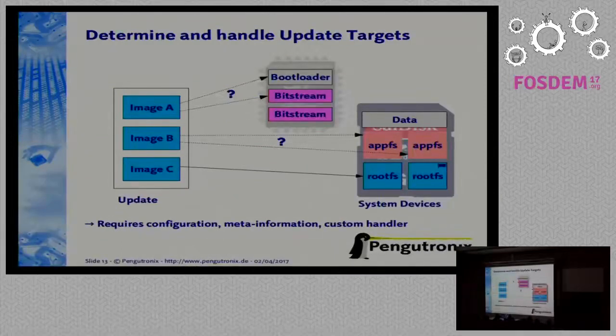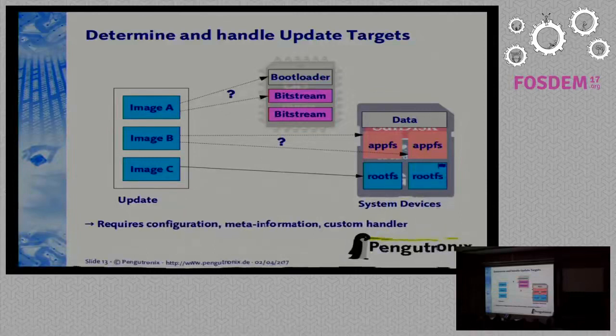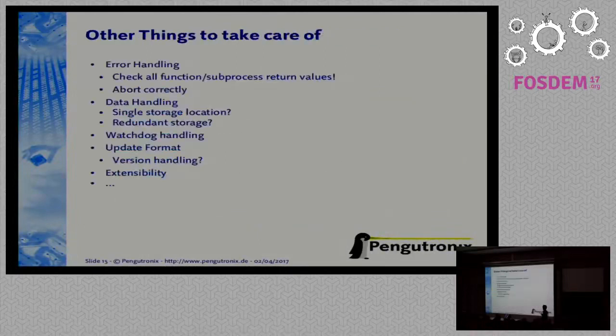And another task that your update system has to handle is that you have to find out where you update. So you have an image, and you have to say, okay, is it a bootloader image? Is it a bitstream image? Or another image, is it for the first or for the second redundant partition, and the same for the root file system. And this works only if you have some kind of configuration, either only in the update itself or in the update and the system itself, so that you can match these partitions.